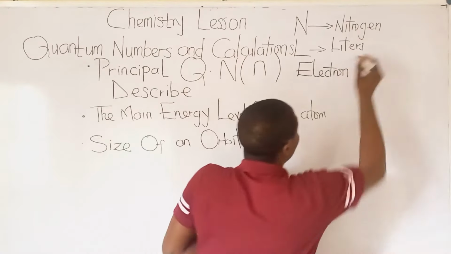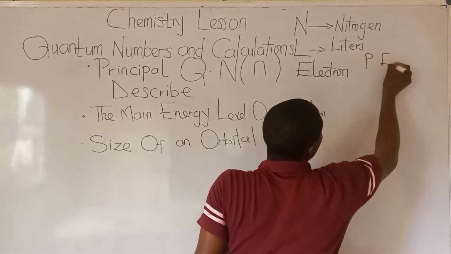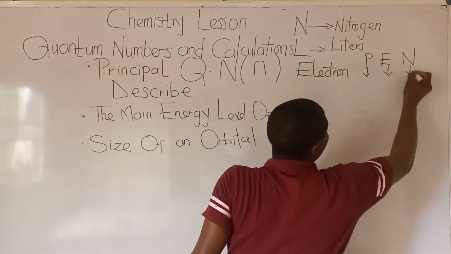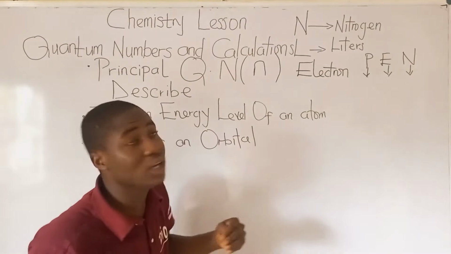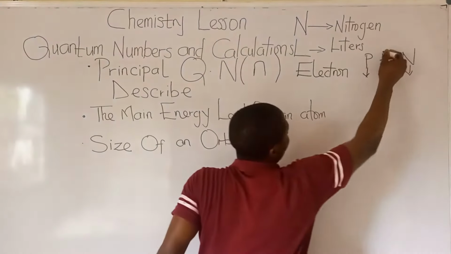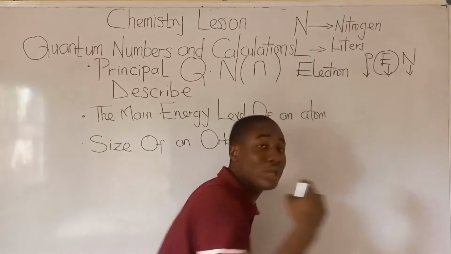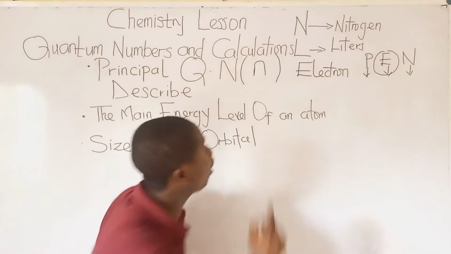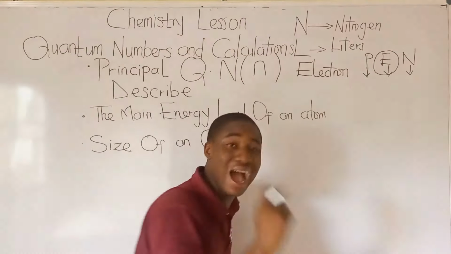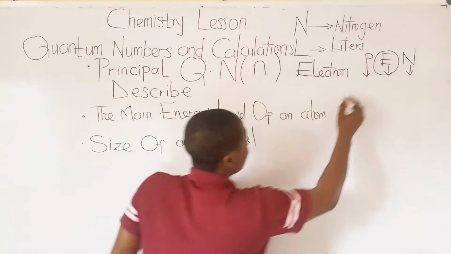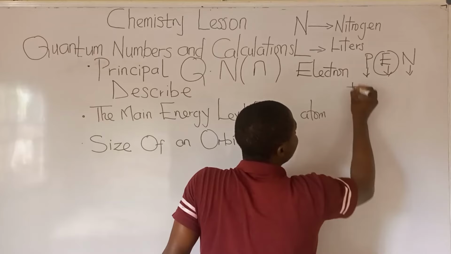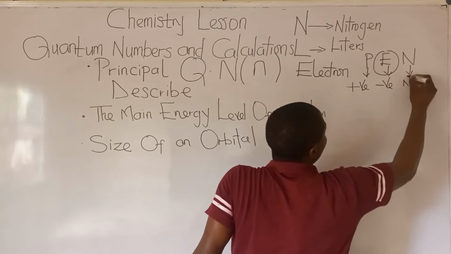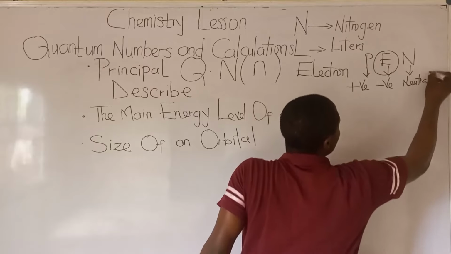We have three subatomic particles found in an atom, which are protons, electrons, and neutrons. A region in space where there's a high possibility of finding the subatomic particle called the electron is called the orbital. All these subatomic particles have their respective charges: the proton is positive, the electron is negative, and the neutron is neutral.